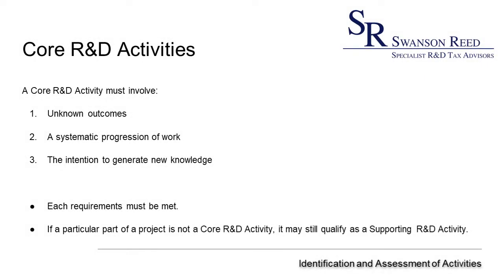If we're to break down the statutory definition, a core R&D activity must involve unknown technical outcomes, a systematic progression of work, and the intention to generate new knowledge. Each of the requirements of the legislative definition must be met to qualify, and during compliance reviews, AusIndustry need to be satisfied that a company has met each relevant criteria. If a particular part of a project is not a core R&D activity, it may still qualify as a supporting R&D activity.